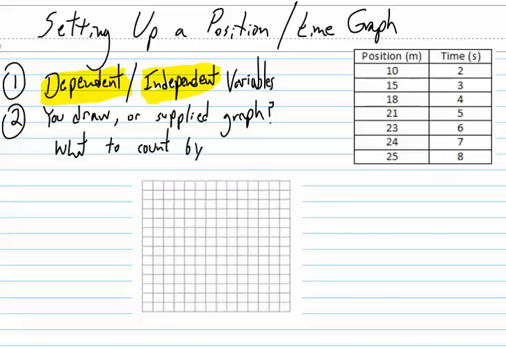Well, you just look at the name. What I do is I say, all right, the dependent variable on the y-axis depends on the other variable. So look at our graph. Your position, where you are, depends on how much time has gone by. So since the position depends on time, that means position, meters, is going to go on the side, and seconds or time is going to go on the bottom. So that's how you do it.